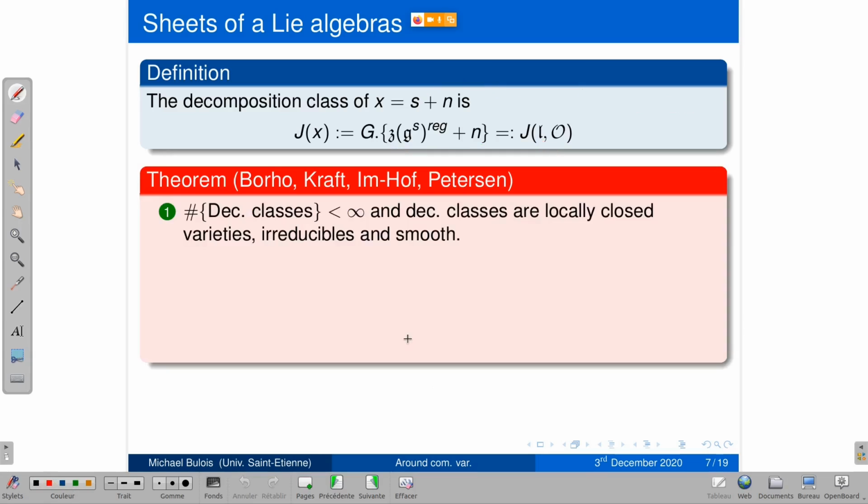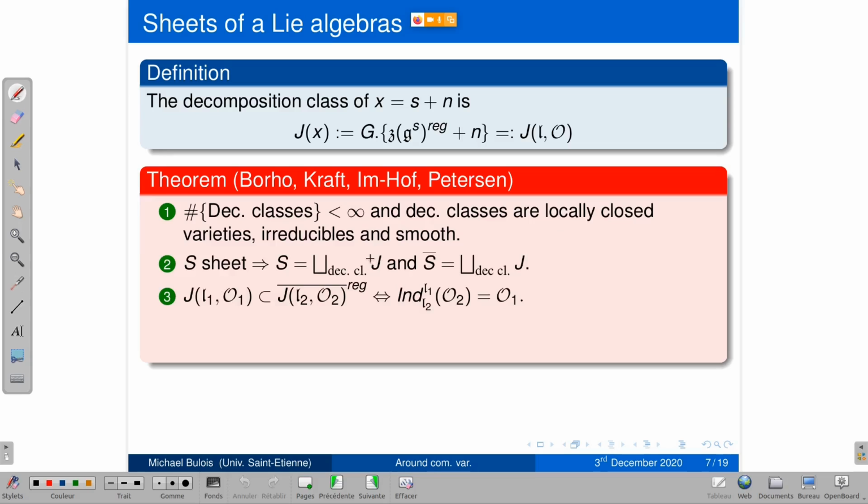Decomposition classes are finitely many, and they are very nice varieties since they are smooth, irreducible, and locally closed. And sheets are parameterized, or stratified, by Jordan classes. I said Jordan classes, this is the same as decomposition classes. We can write any sheet as a union of decomposition classes. There are finitely many, so there is one class which is dense in each sheet.